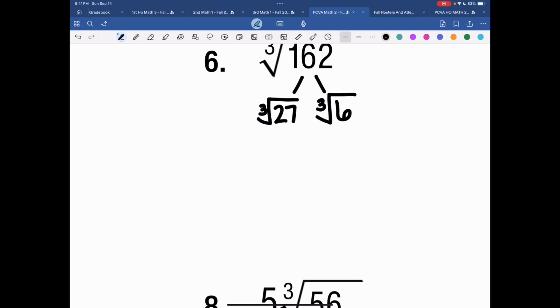So the cube root of 27 is going to give me 3. And we're left with the cube root of 6 that is not going to be broken down any further or simplified. So we have 3 cube roots of 6.